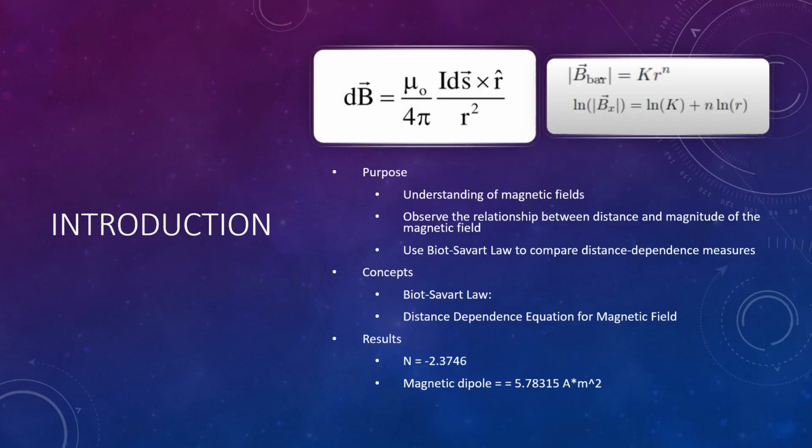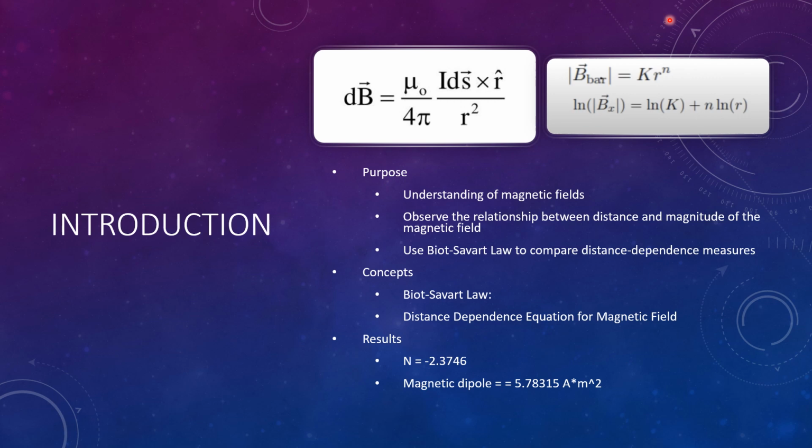The purpose of the lab was to better understand the relationship between distance and the magnetic fields and to use different fundamental concepts to find the magnetic moment of a bar magnet. Some of the fundamental concepts that this laboratory practice implies are mainly two, the Biot-Savart law and the distance dependence equation of a magnetic field.